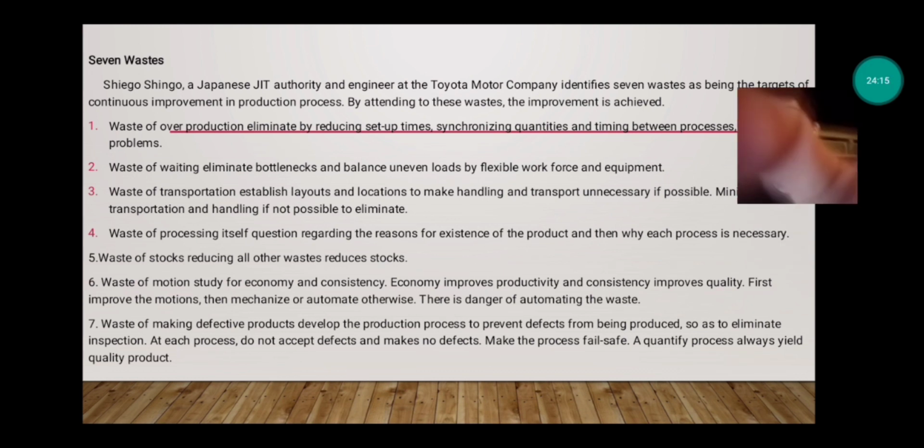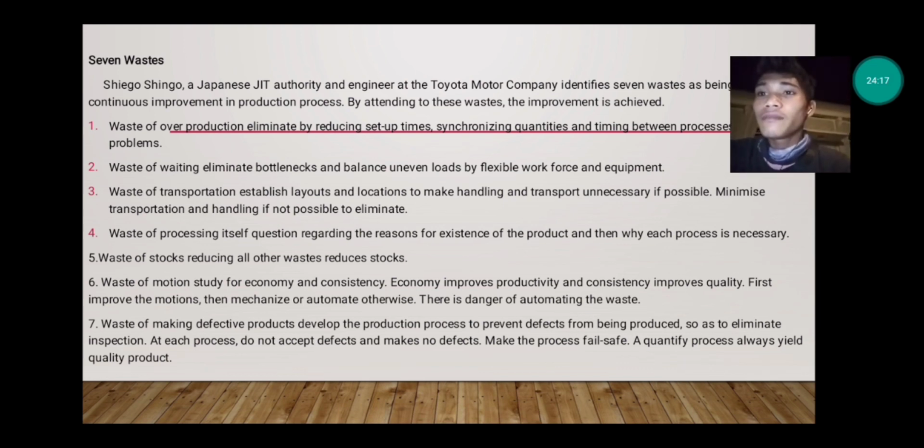Waste of waiting: eliminate bottlenecks, balance uneven loads, and use a flexible workforce and equipment.